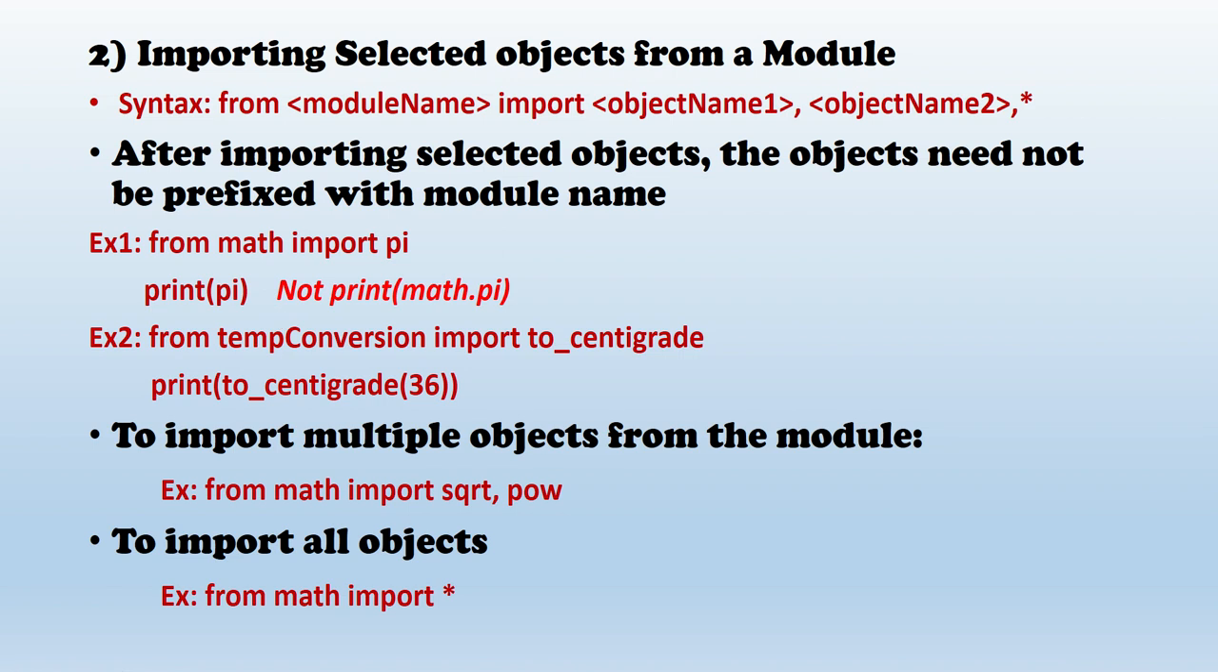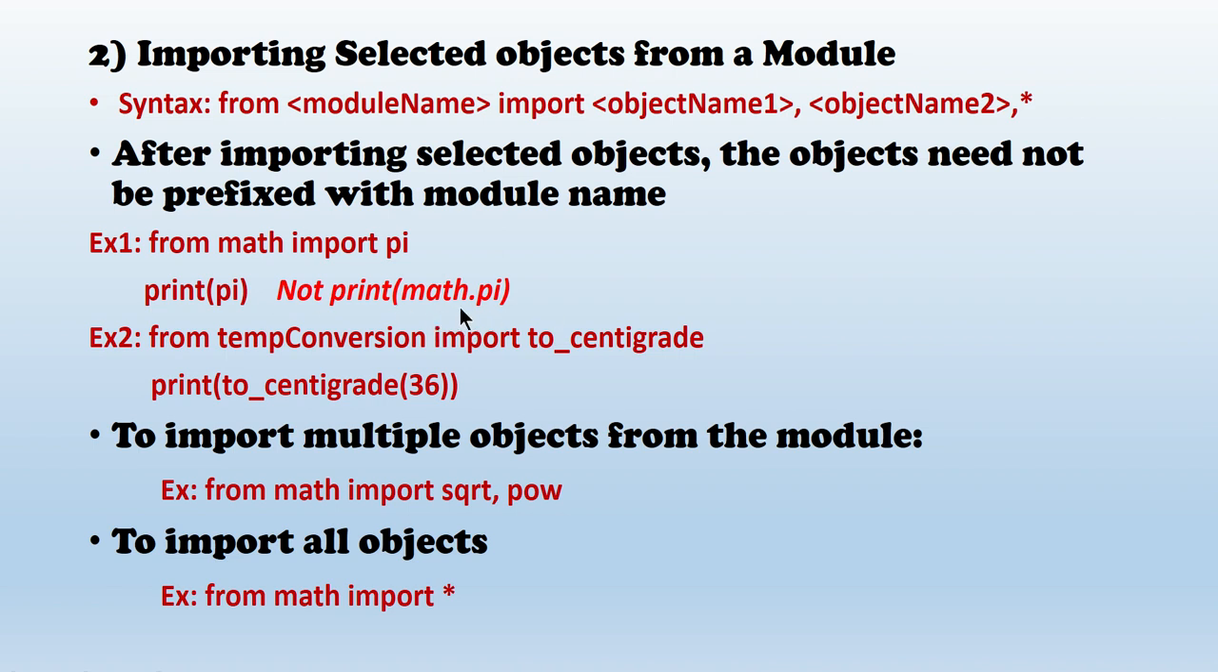What is the reason? We will be discussing it shortly. So when you use from module name and import a selected object, you specify only the object name, no need for dot notation. You write print of pi, or if you want to use it in the area of a circle, pi r squared, or 2 pi r, it is enough to write 2 star pi star r. It is not necessary to write 2 star math dot pi.